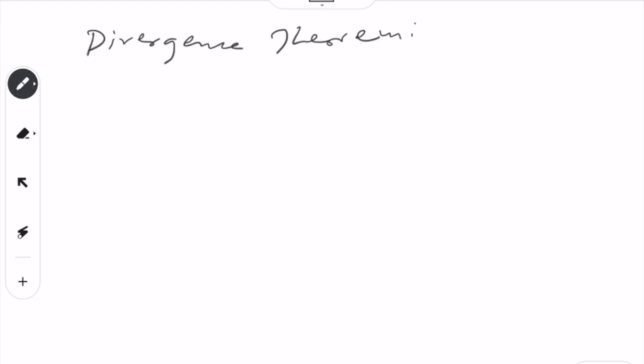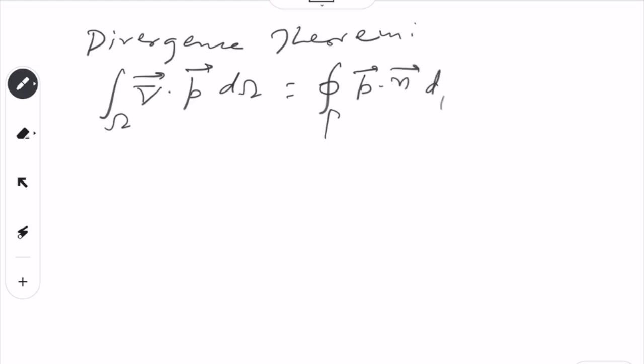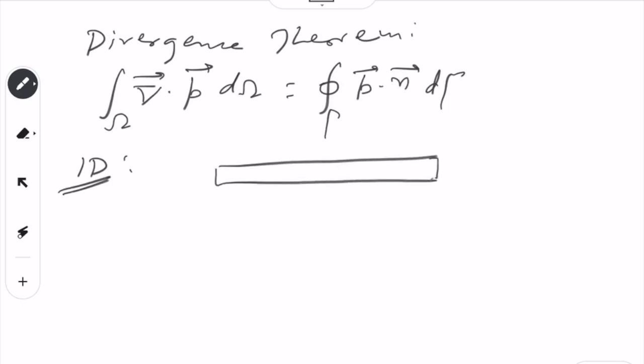And in 1D, if you look at that, what is the meaning of that? So it says this: we have divergence of P d omega will be equal to P dot n like this. So in 1D what is the meaning? If you understand in 1D, you will understand. So let us say you have, again this is the 2D, and you have a P vector defined here.